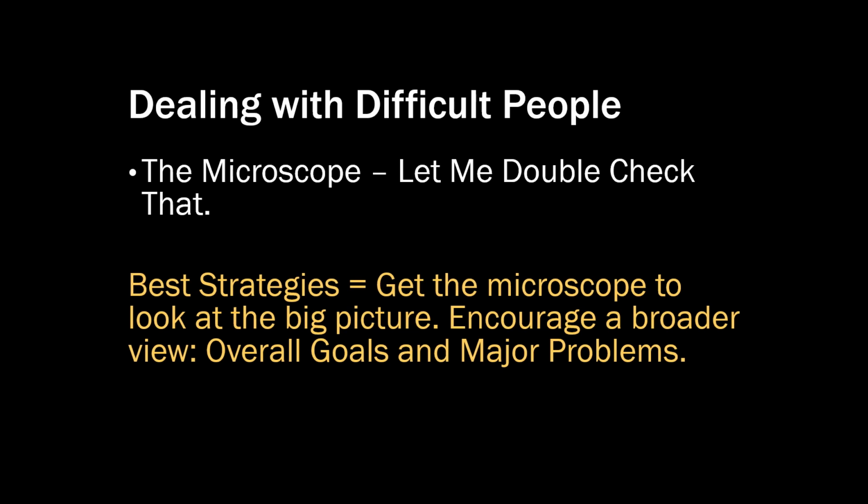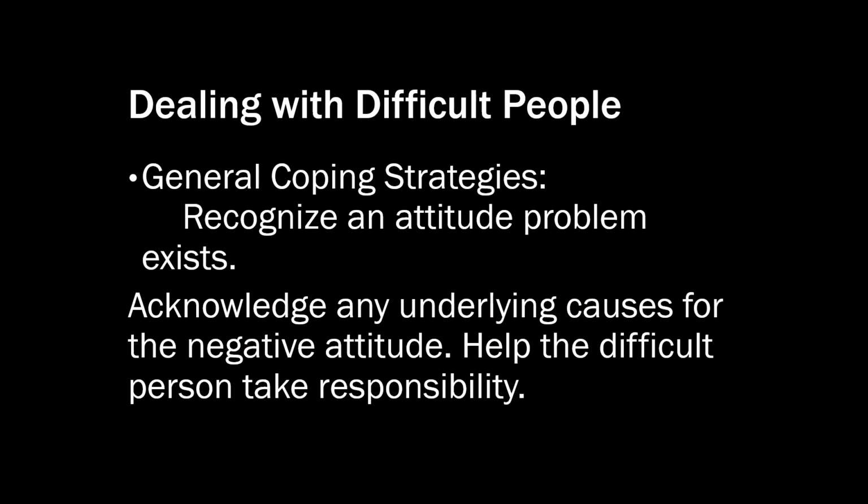The microscope person can be very much like the nitpicker. However, they're always self-doubting themselves, and they're always saying, let me double check things. So with that, encourage them to look at the big picture. So those are some of the examples of dealing with certain styles within our area of dealing with difficult people.